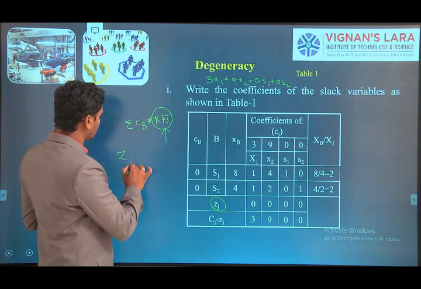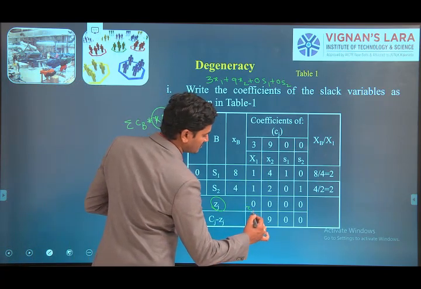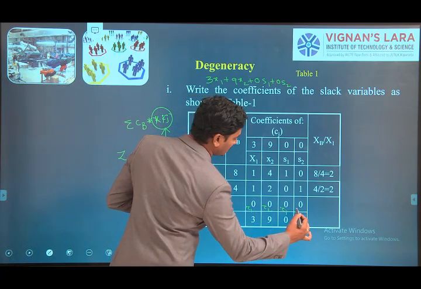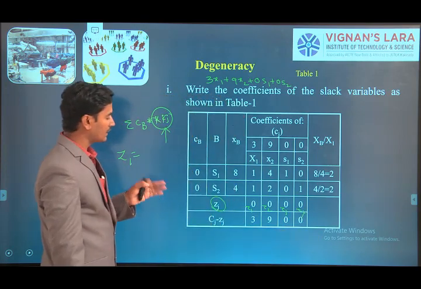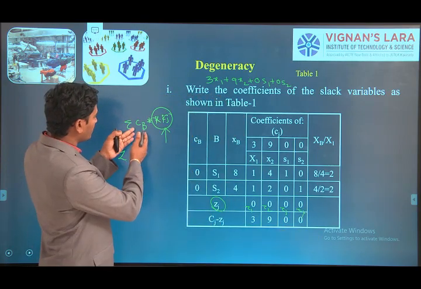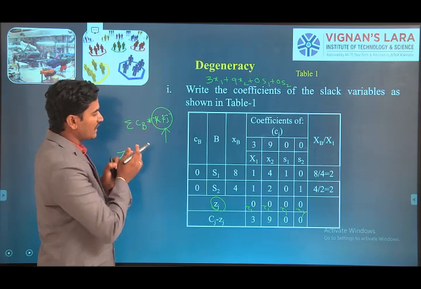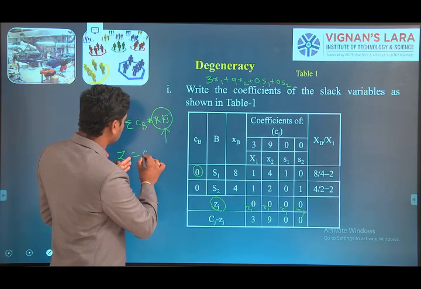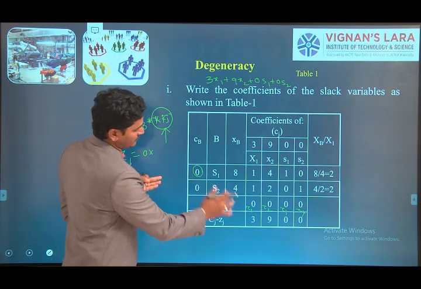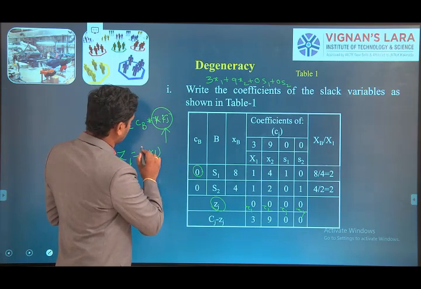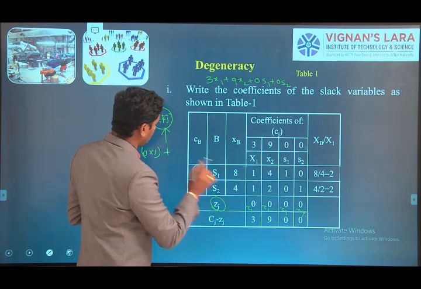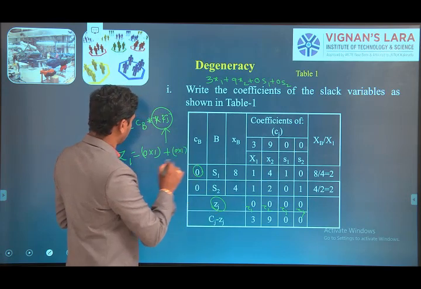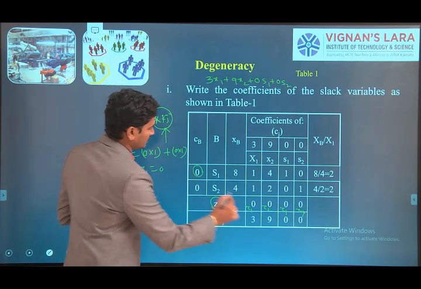First coming to the Z1, here if we assume this is Z1, Z2, Z3, Z4. Now we are going to calculate the Z1. Z1 means coefficient of basic variables into xij. Here what is the coefficient of basic variable? First row 0 into first column 1 plus 0 into 1. It means Z1 is equal to 0.